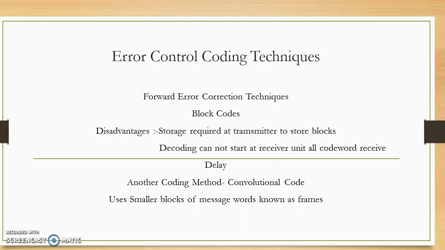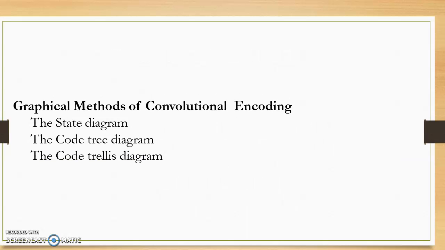In this method we are using smaller blocks of message words which are known as frames, and the minimum size of a frame is equal to 1. Today we'll see the graphical methods of encoding the convolution code. There are three different methods. First is the state diagram method, second is the code tree, and third is the code trellis diagram.